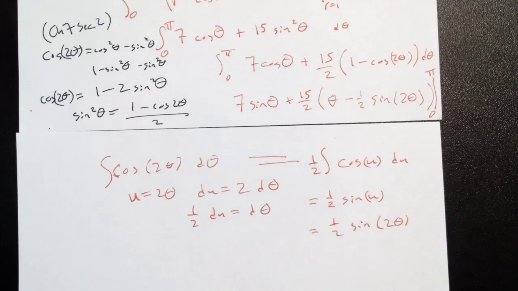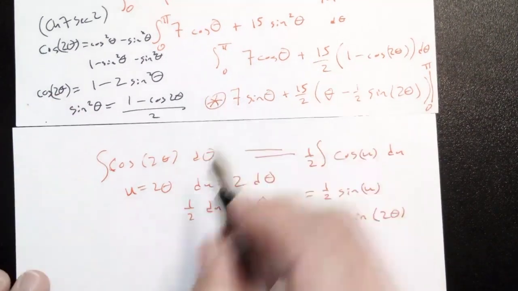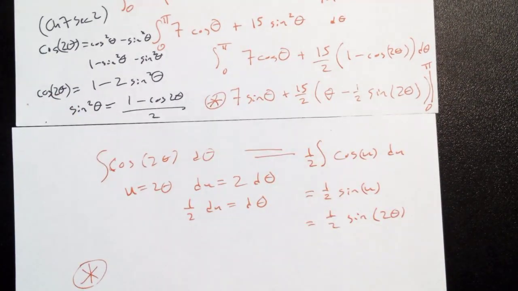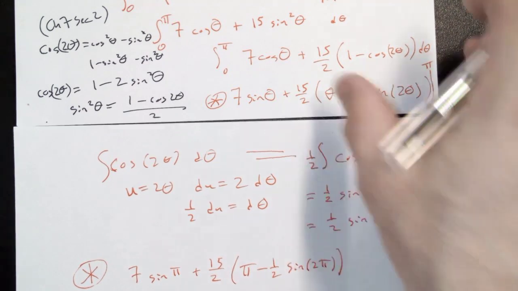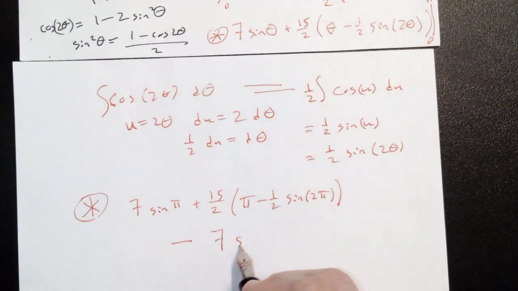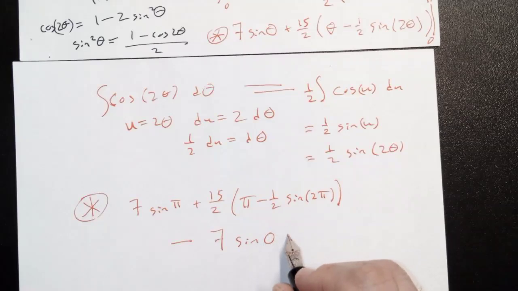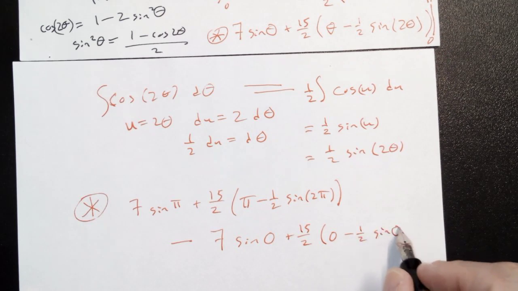But now I have to evaluate all of that at pi. I put a big star here, and I'll jump down to that big star. So I get 7 sine of pi plus 15 over 2 times pi minus 1/2 sine of 2 pi, minus, and then I put in a 0. 7 sine 0 plus 15 over 2, 0 minus 1/2 sine 0.